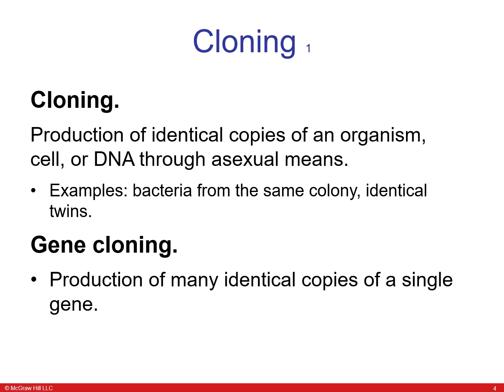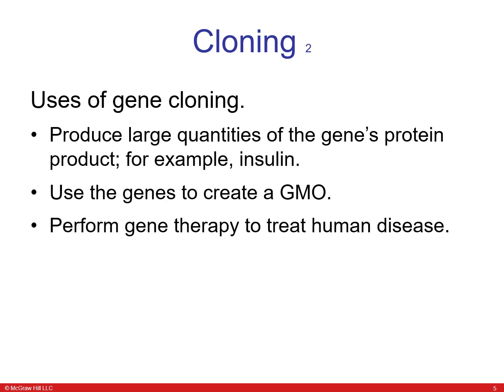So cloning is the production of identical copies of an organism, cell, or DNA through asexual means. Examples would be bacteria from the same colony, which are identical twins. And gene cloning is the production of many identical copies of a single gene. One of the uses of gene cloning is to produce large quantities of insulin, to make GMO organisms, and to perform gene therapy to treat human disease.